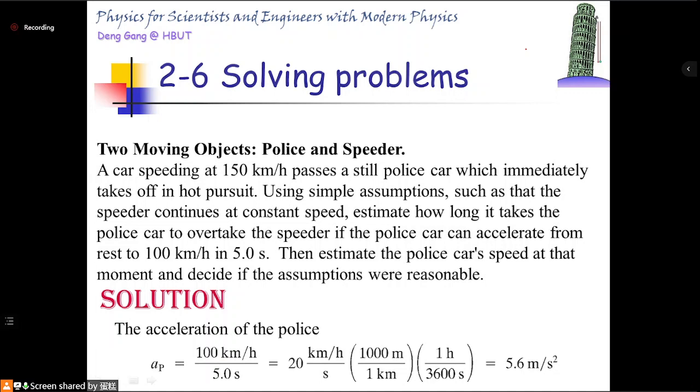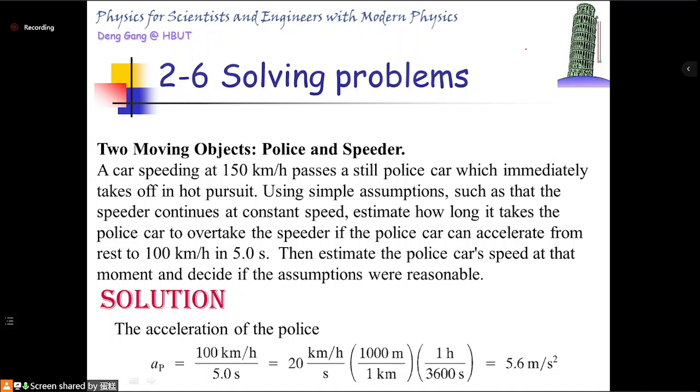And remember, we should transform all the units into international units so that we can keep track of the units. So 100 kilometers per hour, we need to transform it into meters per second. So that's why we need this step. If we directly calculate this, we would get 20, right? But the unit is kilometers per hour over second.